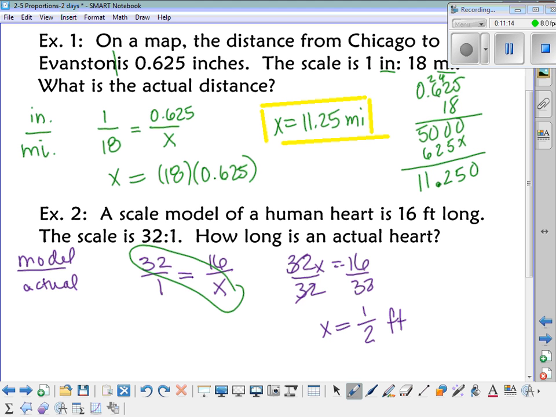How else could I write half a foot? 6 inches, right? I heard one person say it. Yes, or you could put 0.5 feet also. That would mean the same thing too.